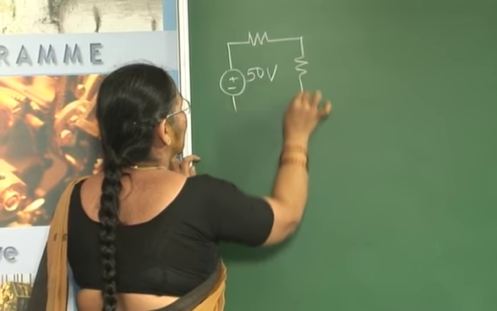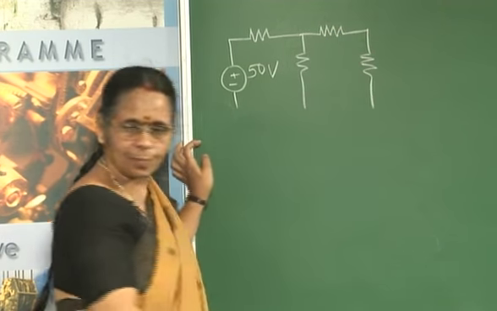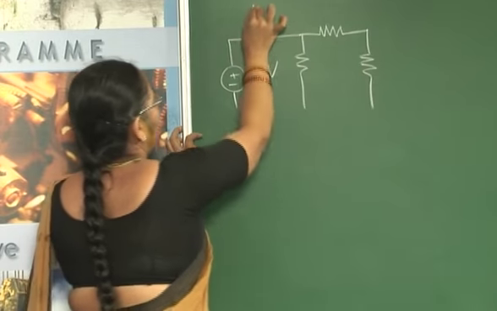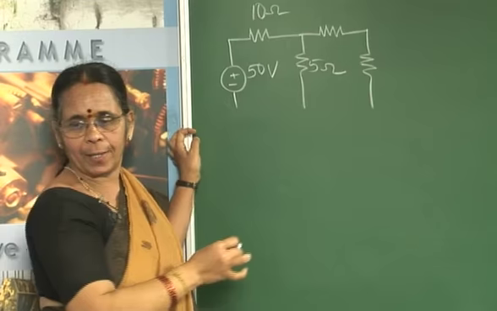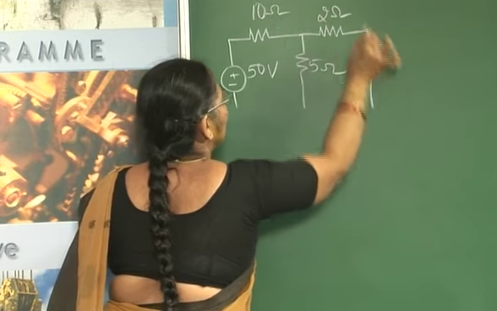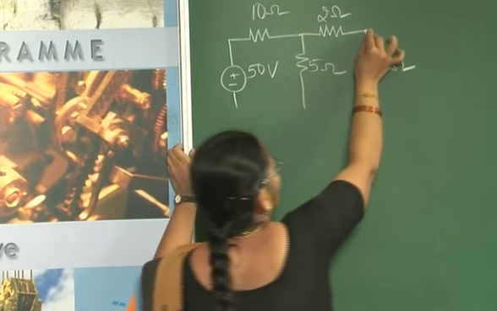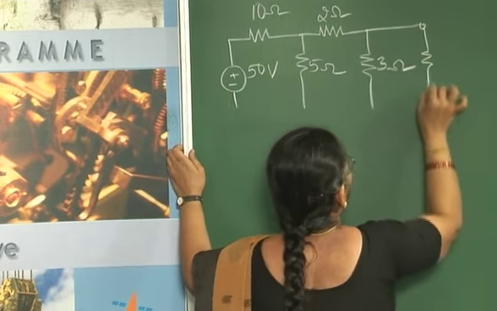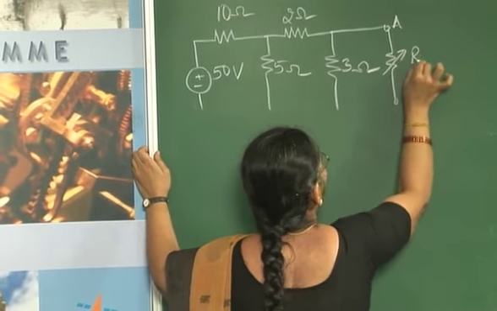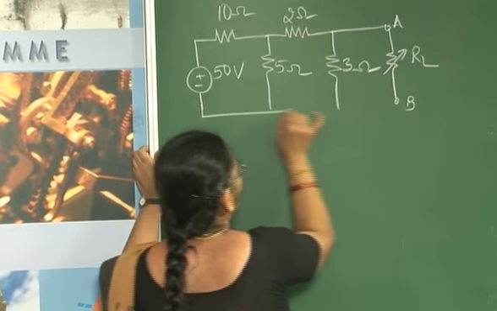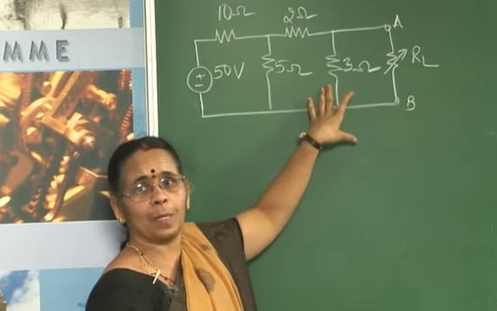The circuit is somewhat similar to this, with resistors of 10 ohms, 5 ohms, 2 ohms, and 3 ohms. Then the load is connected between the terminals A and B, and this is a variable resistance. This is the circuit. Now, how do we solve the problem here?